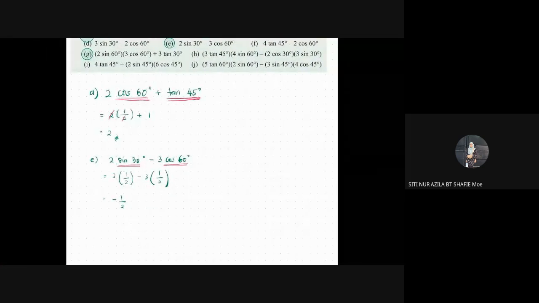Then, final one, G. G, we have 2 sin 60 and then 3 cos 60.